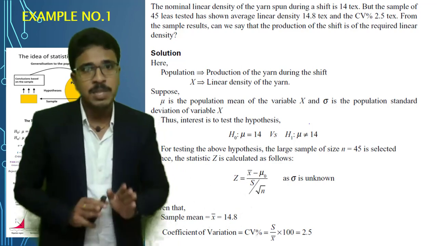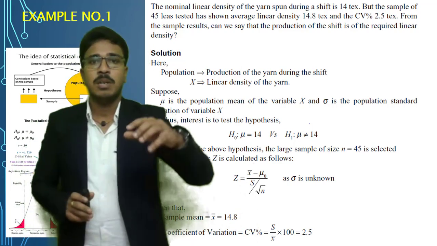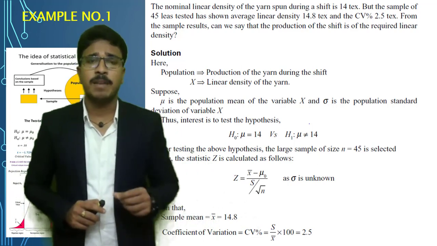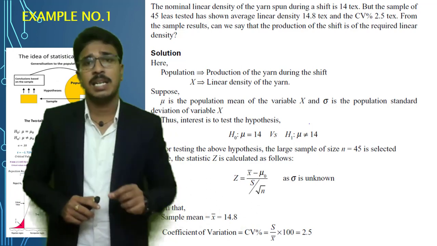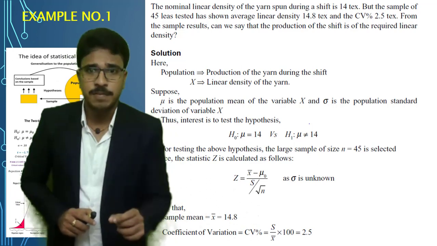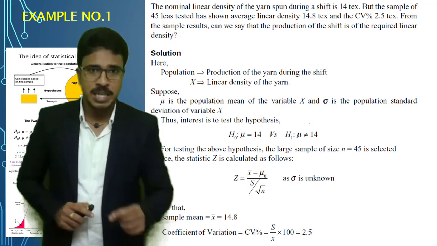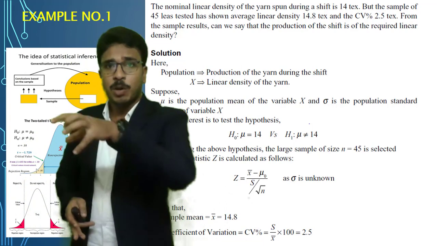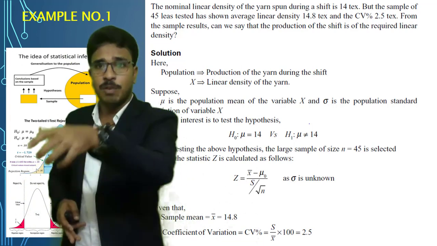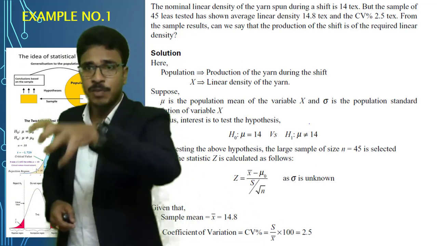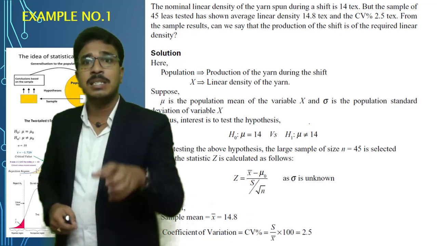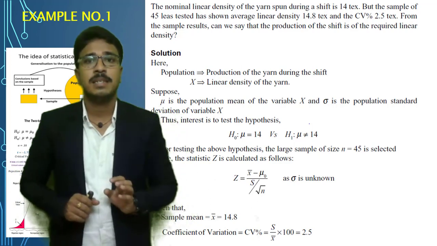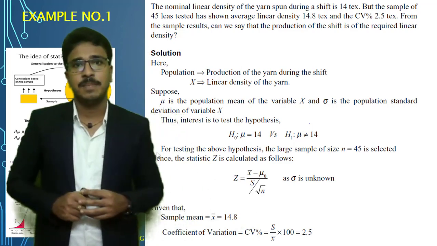From the sample results, can we say that the production of the shift is of the required linear density? That means we have to say whether the production in a shift, which is 14 tex, is the same as that of the sample which we have tested. This is what we have to test.